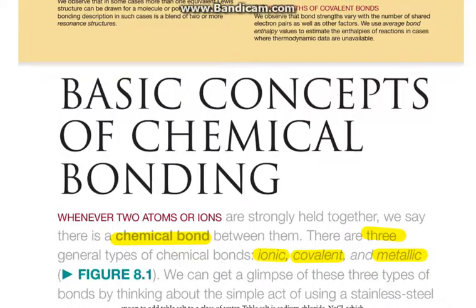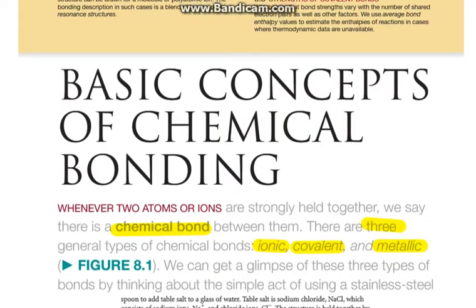So you have this on your handout booklet. So we'll just highlight a couple of things here. Whenever two atoms or ions are strongly held together, we say that there is a chemical bond between them. And there are three general types of chemical bonds: ionic, covalent, and metallic. And we'll look at all three eventually.